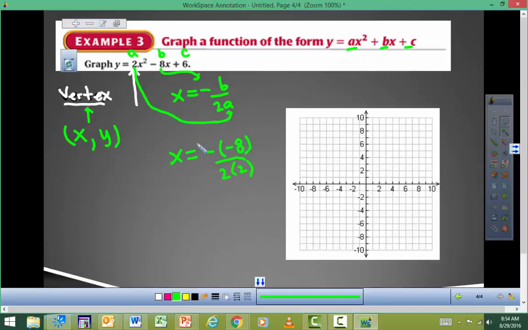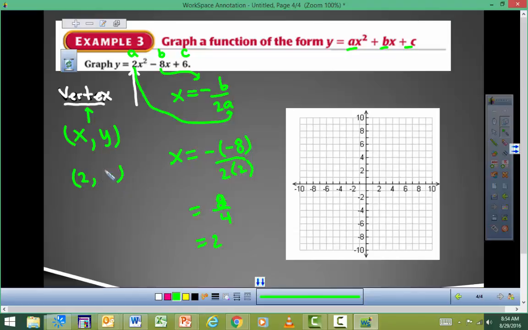Well, we have to simplify this because a negative times a negative is a positive, of course. So that's positive 4. And then down here we have 2 times 2. Well, hold up here. That's positive 8. Positive 8, right? And then 2 times 2 is 4. Well, 8 divided by 4, of course, is 2. Alright, so the vertex, I know it has the x coordinate 2.